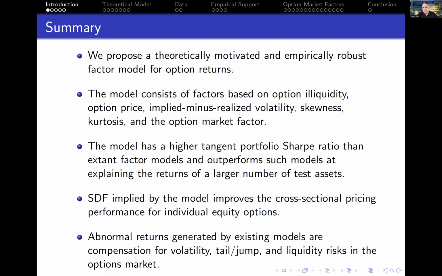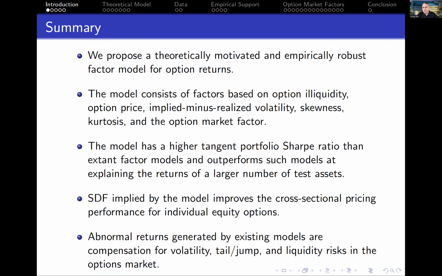But what we do is we start with examining the empirical distribution of delta hedged option returns in our sample, and we show that there are significant departures from normality, okay? So the returns are not normally distributed, the average or median excess return is not zero, it is actually positive and highly significant. And there is a significant amount of skewness and kurtosis as well.